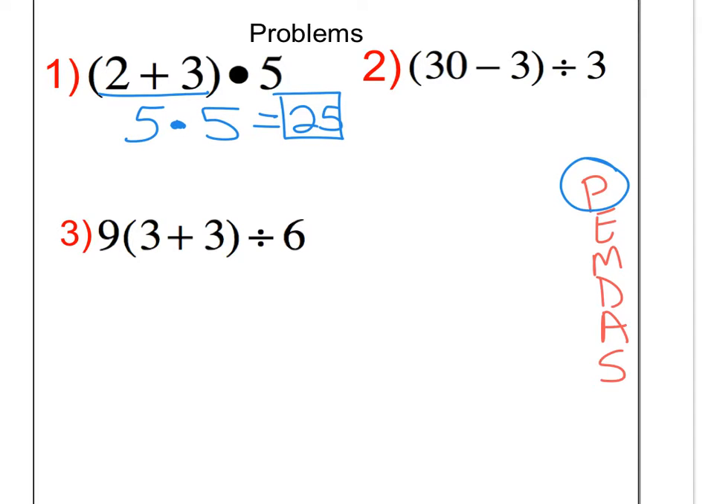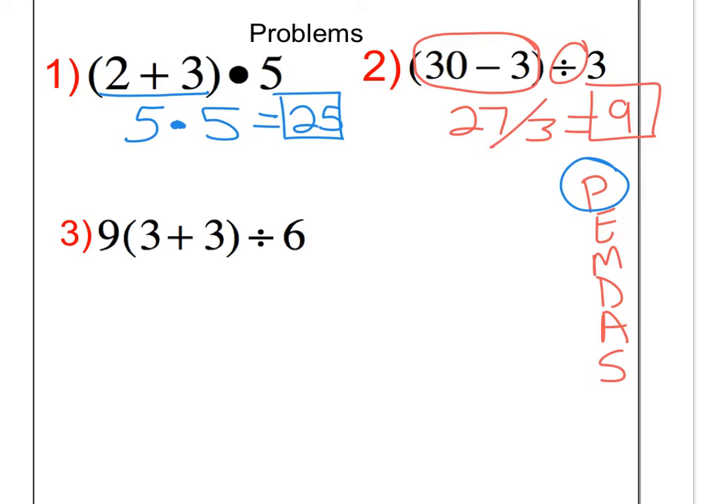Number 2, same thing. I'm going to start with my parentheses. So 30 minus 3. I'm going to do that part first. That becomes 27. So now I have 27 divided by 3. You could write it with this division symbol here, or you could write it as a fraction. And 27 divided by 3 gives me 9. So that's my answer to that problem.